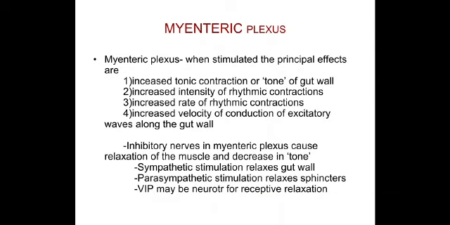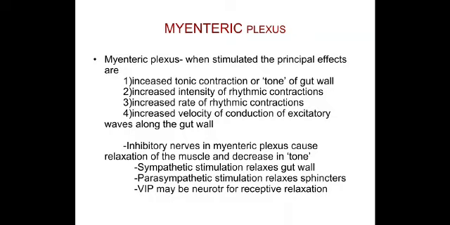When the myenteric plexus is stimulated, the effects are: it increases the tone of the gut wall, the intensity of rhythmic contractions, the rate of rhythmic contractions, and also the speed of conduction of excitatory waves along the gut wall. Thereby the food moves aborally. The inhibitory nerves in the myenteric plexus cause relaxation of the muscle and decrease in tone.